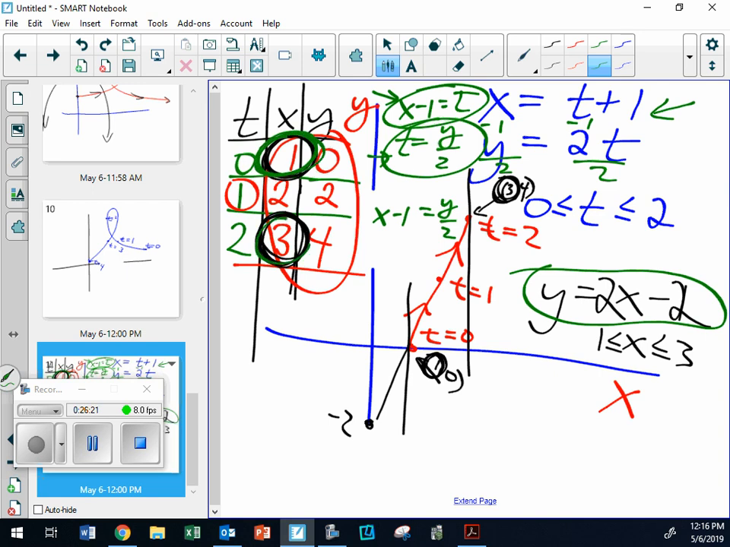X can go from 1 to 3. Yes? Yes. If it said from 0 to 5, then t has to go from 0 to 5. You figure out the 0 and the 5 spot, and then you find the x's of that. It's always the x's that are your domain when you're done with rectangular.